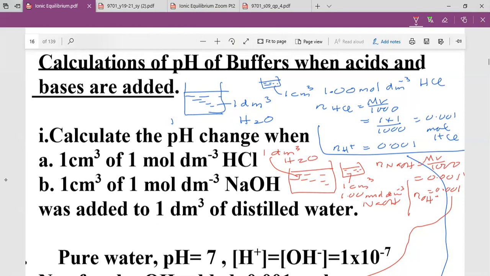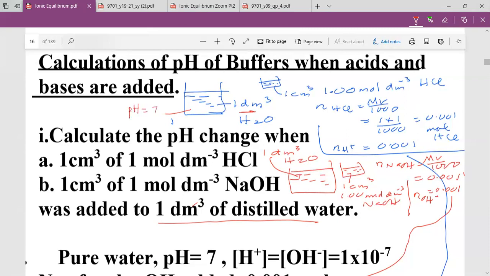I don't want it. Calculate the pH when 1 cm cube of 1 mol per dm cube of HCl is added to 1 dm cube. What does it mean here? It means that originally I have 1 dm cube of water. The pH of this water is 7, isn't it?